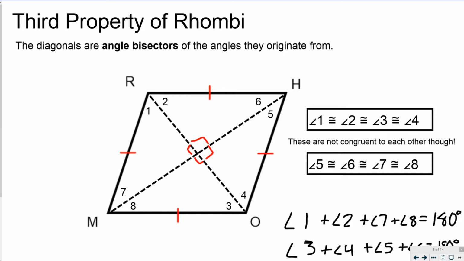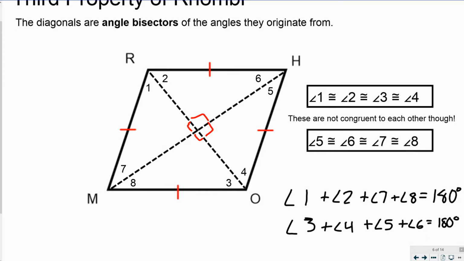And then in addition, some of my stuff got hidden here, and it looks like I'm not going to be able to pull it up. All of the diagonals are angle bisectors of the angles that they originate from. So these diagonals cut the angles in half. So angle 1 is congruent to angle 2, and those are also congruent to angle 3 and angle 4.